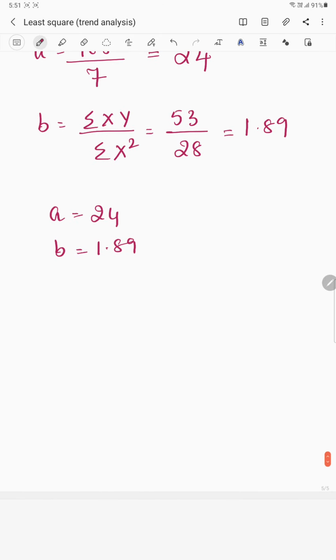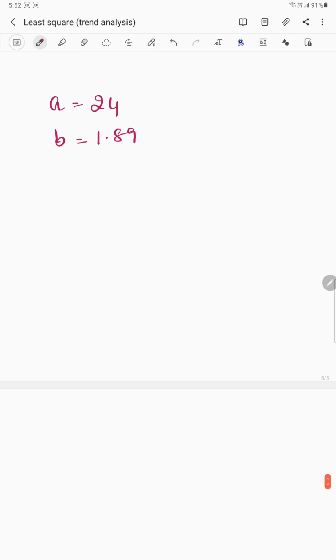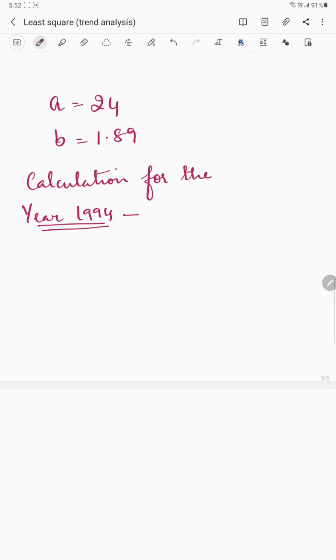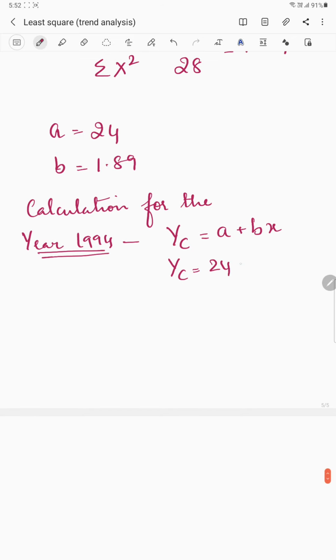Now we are going to calculate what he has asked, calculation of straight line trend, that is yc. Okay, first we will calculate for the year 1994. yc is equal to a plus bx. So yc is equal to, what is a? A is 24. 24 plus 1.89. You don't have to put it in the bracket.